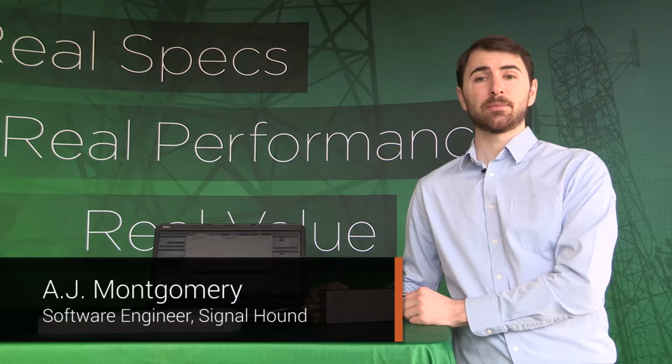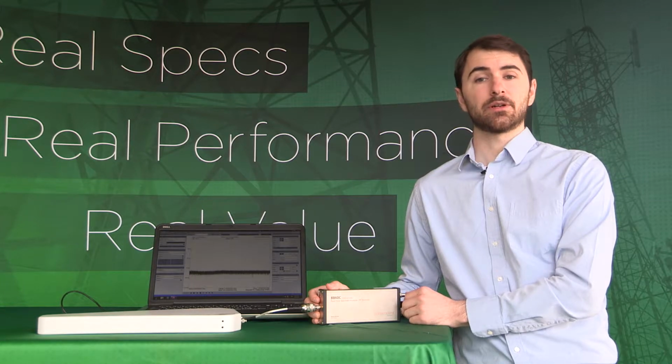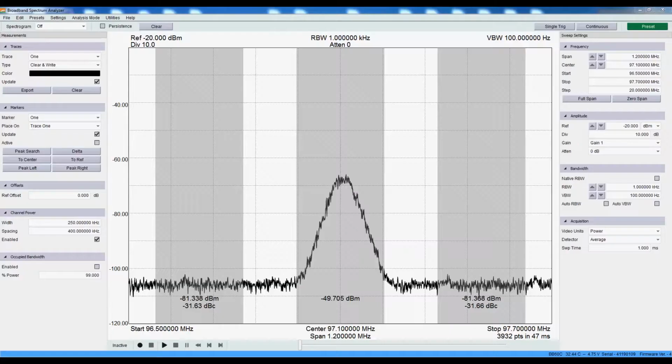In this video, we will be taking a look at the BB60C, a 27 MHz real-time spectrum analyzer. The BB60C is USB powered and connects directly to your PC or laptop running Windows 7 or Windows 8. The BB60C is a high-performance and affordable spectrum analysis and spectrum management solution.